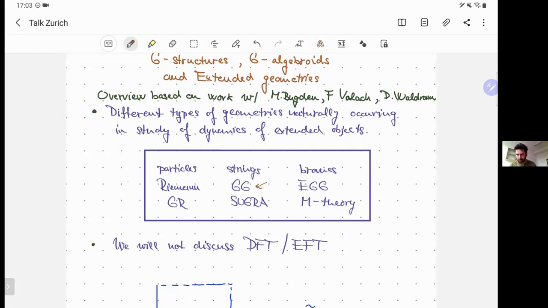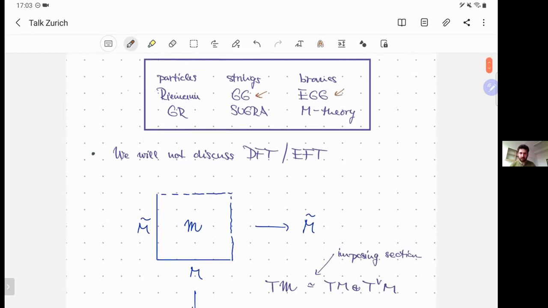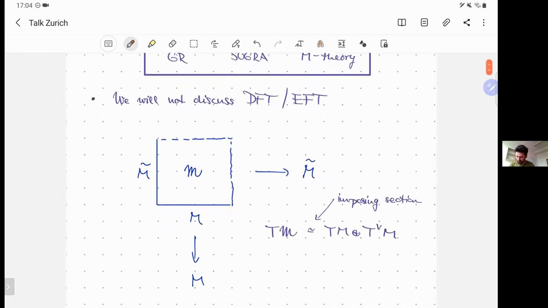So generalized geometry will be one extension suitable for describing dynamics of strings, with the target space of the action being supergravity, and for branes and M theory, it will be exceptional generalized geometry. What I'd like to stress is that I'm not talking in this presentation about DFT and EFT, double field theory and exceptional field theory, which is slightly different, and could be thought of as an extension of generalized geometry and exceptional generalized geometry.